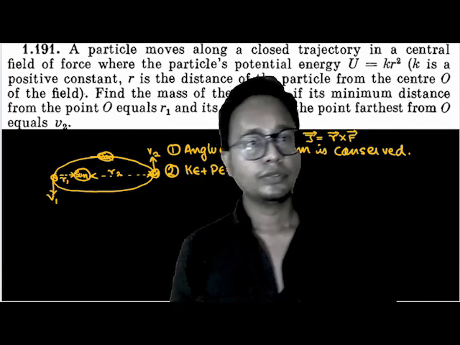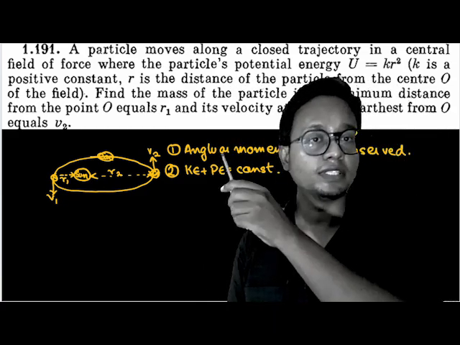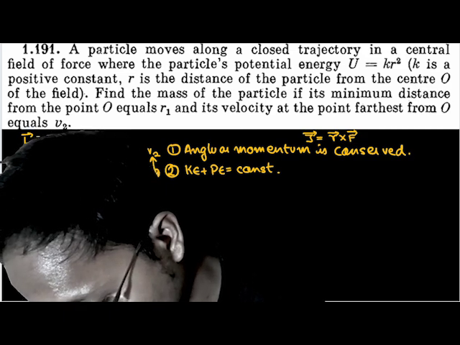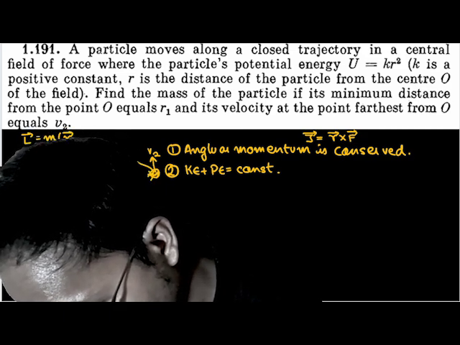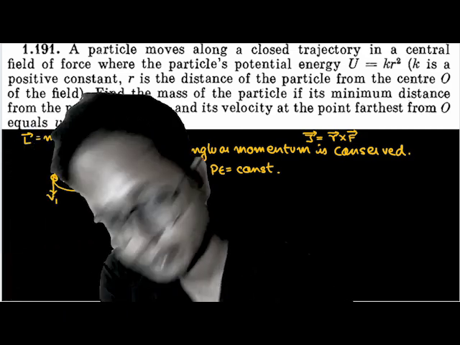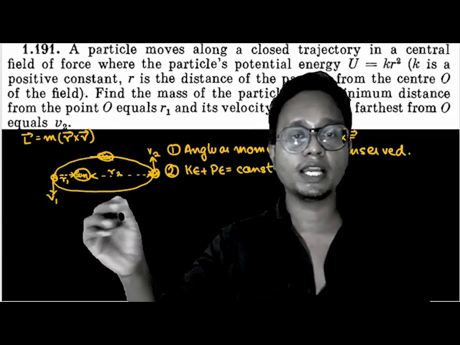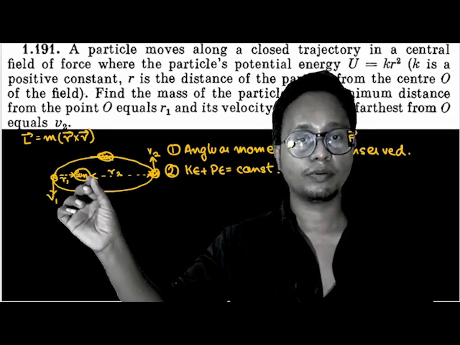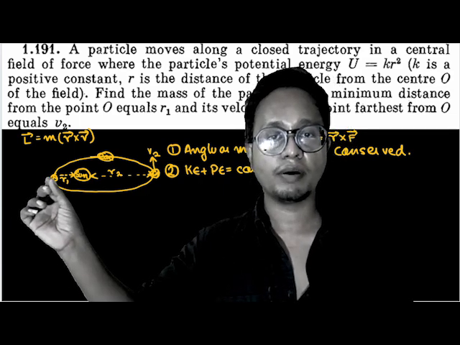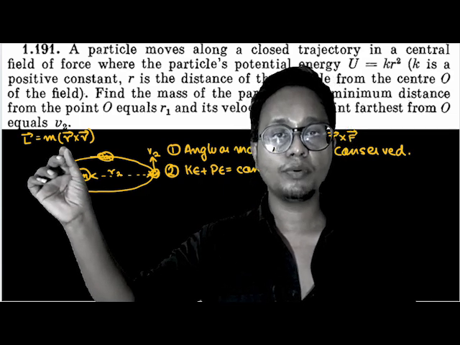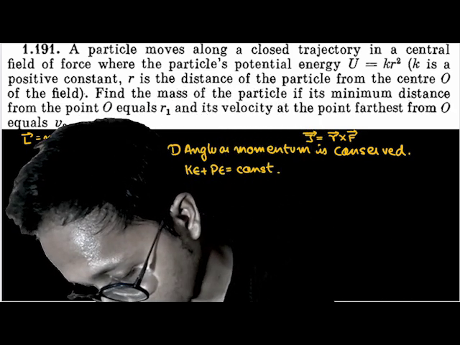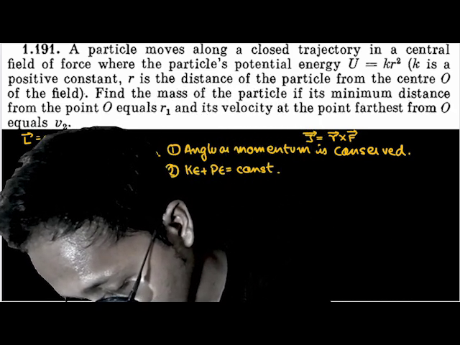Fair and fine. So first thing I'll do is conserve the angular momentum. Angular momentum is equal to m into r cross v. Angular momentum throughout the elliptical orbit is the same, because no torque is acting on the Earth as observed from the sun. At the nearest distance, the angular momentum is m r1 v1, because r1 is perpendicular to v1.